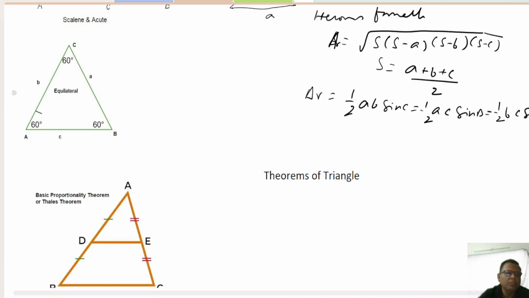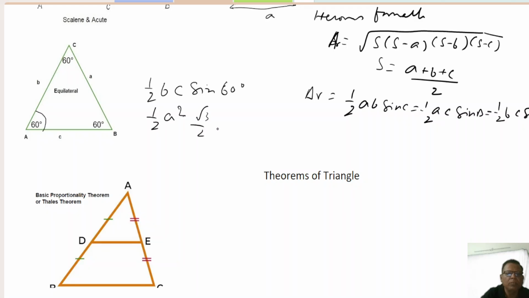For an equilateral triangle, you know that all the angles are 60 degrees. So half into B into C into sine 60 degrees, and since all the sides are equal, this is half into A square into root 3 by 2, which is equal to root 3 by 4 A square. And since only one side is there, the altitude you can also calculate by Pythagoras theorem. That will be root 3 by 2 A.